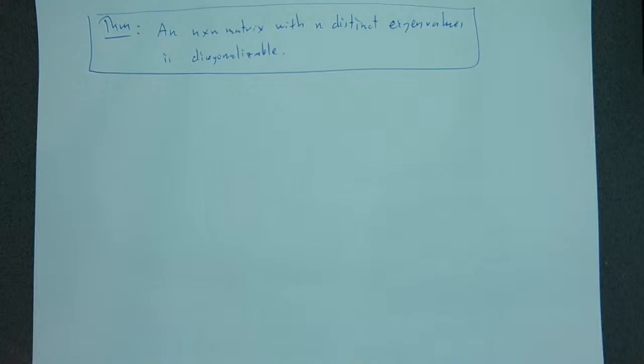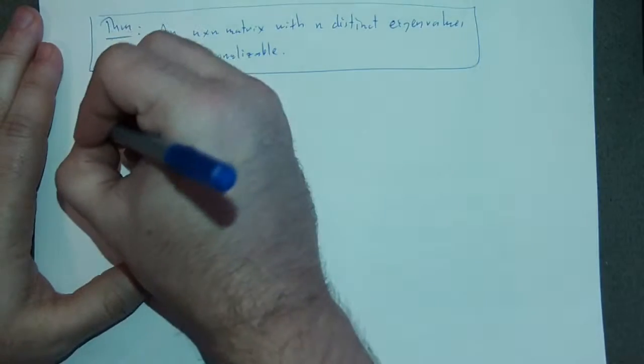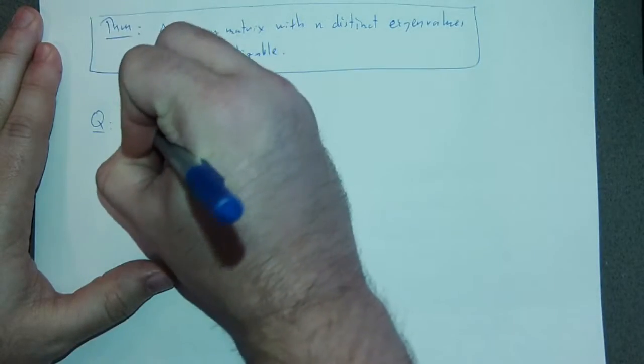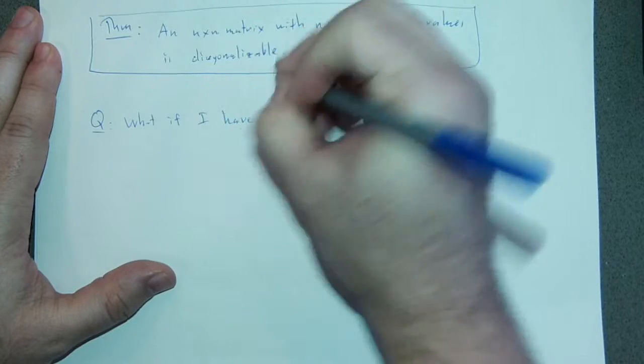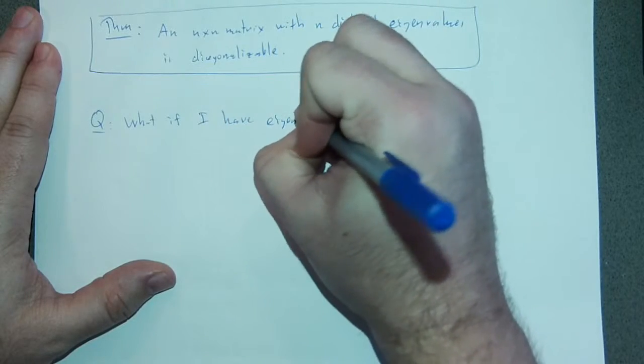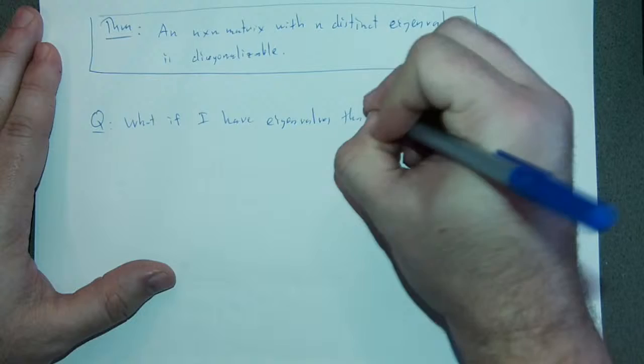So this is a nice fact, and this is exactly what you're going to use many, many times. You have some given matrix. This is kind of the simplest or the least amount of info you could have. If you have distinct eigenvalues, you're automatically done. It's diagonalizable, and you're good to go. If the eigenvalues are not distinct, then it's more complicated. So question, what if I have eigenvalues that are not distinct?